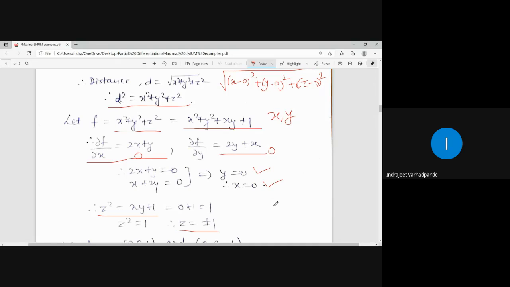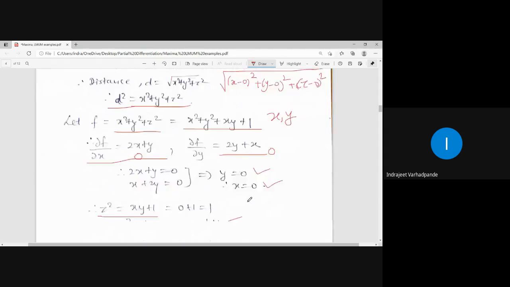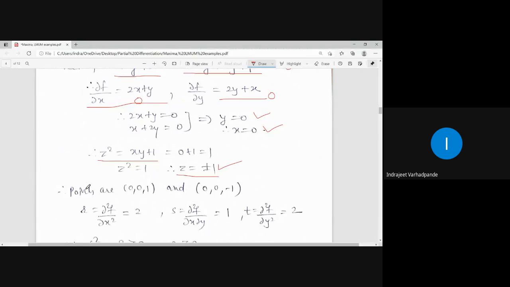Distance is also never negative; distance is positive. But xyz is a coordinate, and a coordinate can be positive or negative. So therefore I will consider both values of z, +1 as well as -1. If it were a dimension, or the calculation of a volume or area, it is never negative, it is always positive. So in that case, we ignore the negative number and consider only the positive side. Is this clear? So here the points are 0, 0, 1 and 0, 0, -1.